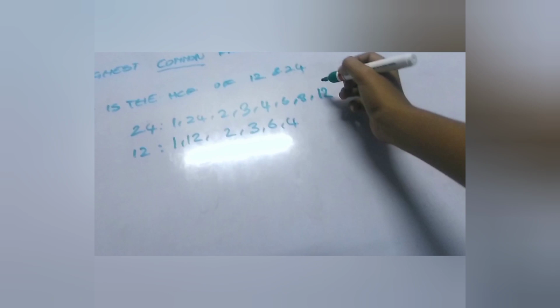So okay. Now you have to find the common factors here. 1 would be a common factor, so we have to write it down as a common factor.